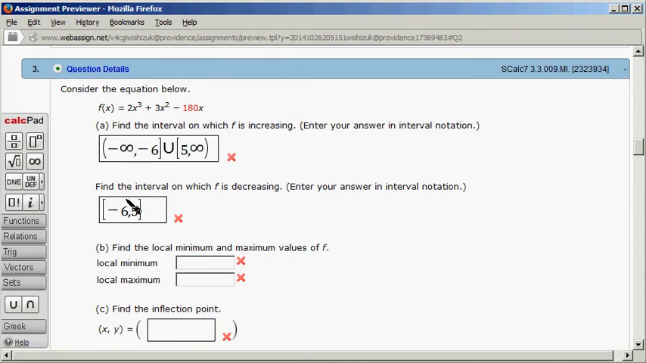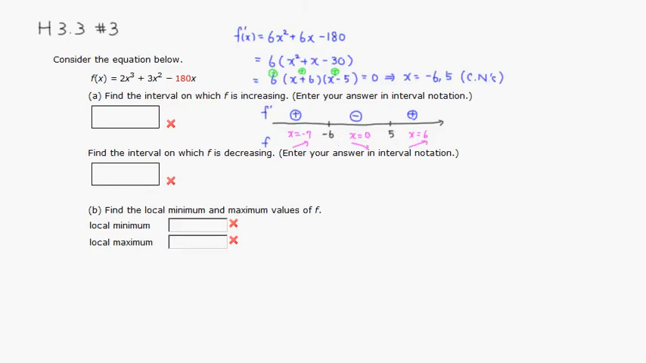All right, and find the local minimum and the local maximum value of f. You can see that at negative 6, actually I have to go back here. At negative 6, it's increasing turning to decreasing, so we know that this is going to be a local maximum. And here, decreasing turned into increasing, which means that this is going to be a local minimum. So we need to find these values.